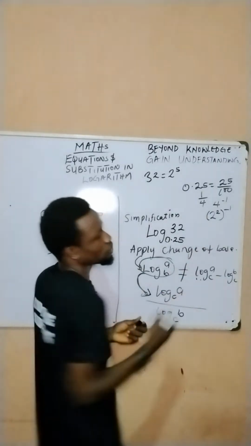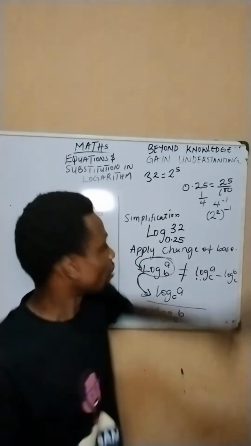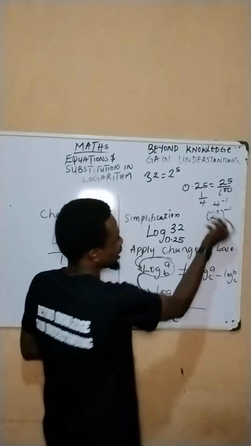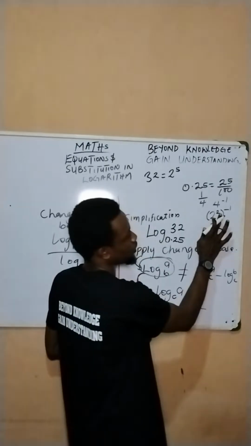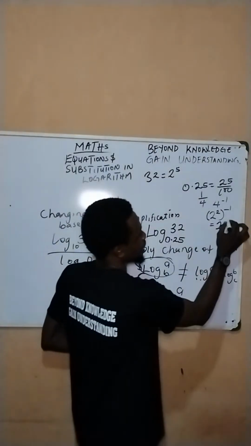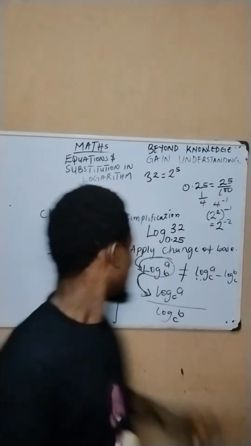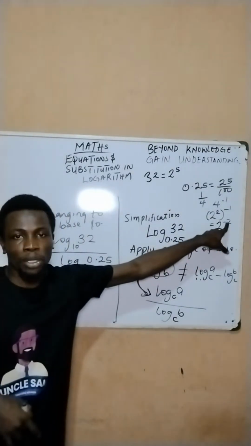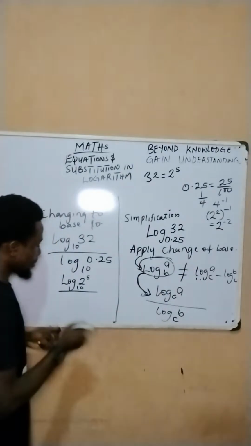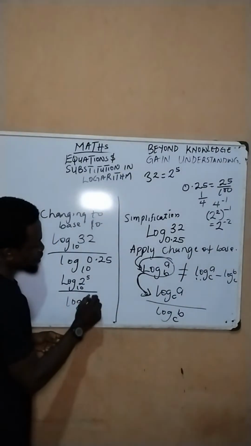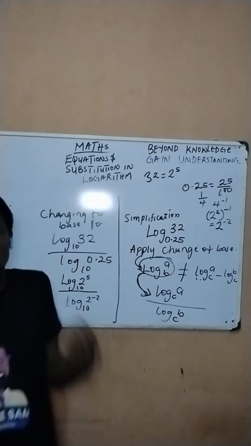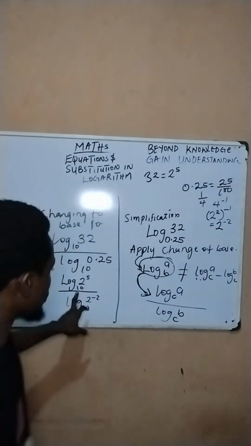And then, according to one of the laws of indices, if I have two powers, one inside and one outside, they will both multiply themselves. So 2 raised to the power of 2 times negative 1 will give me negative 2. So this 0.25 can be replaced with 2 raised to the power of negative 2. So this now becomes log of 2 to the power of negative 2 base 10, because we have applied a change of base system. Each of them is now having the same base.